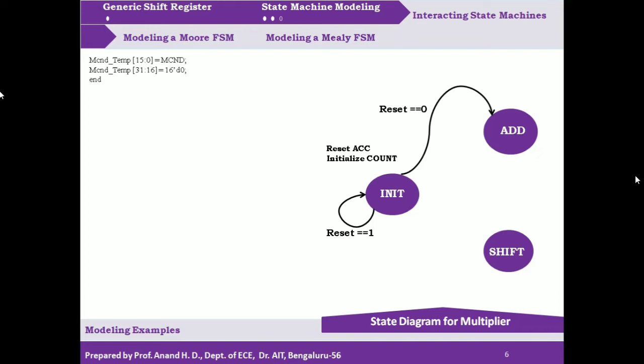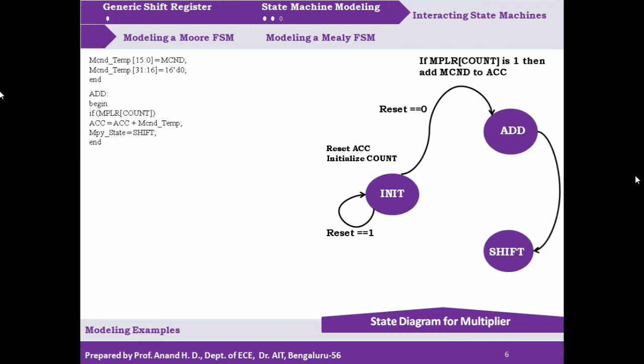Then what happens in the add state: if MPLR of count, that is, if the bit pointed to by count in the multiplier is equal to 1, then accumulator is equal to accumulator plus temporary multiplicand. So the contents of the accumulator will get added with the multiplicand when the multiplier bit pointed to by the count is equal to 1. And there will be a state transition from add to shift.